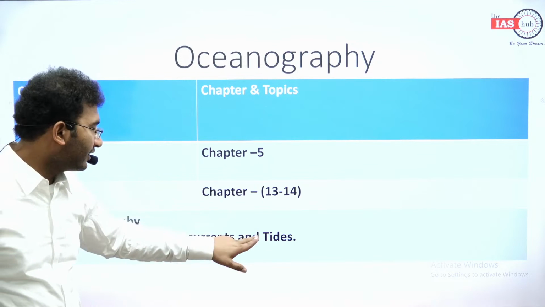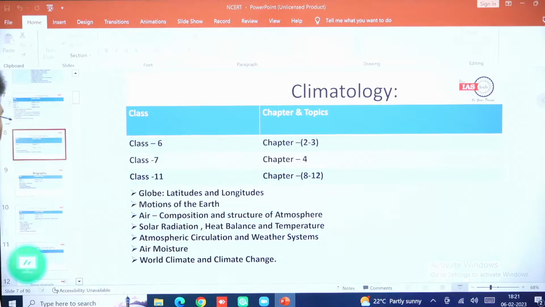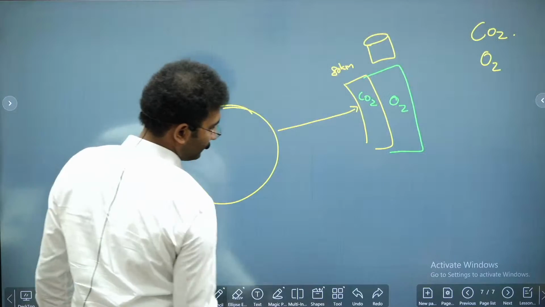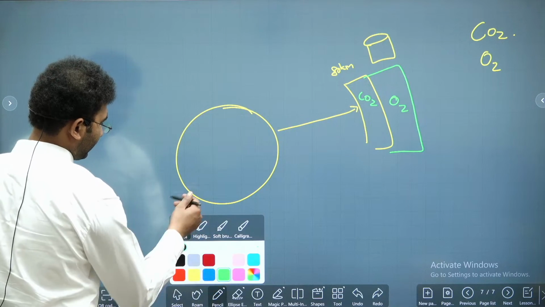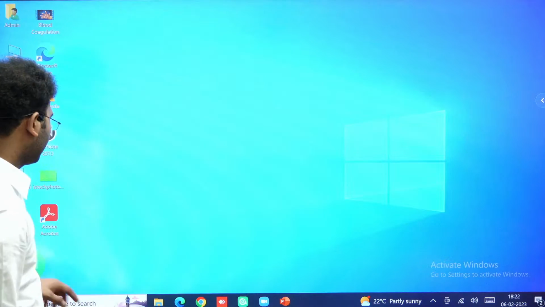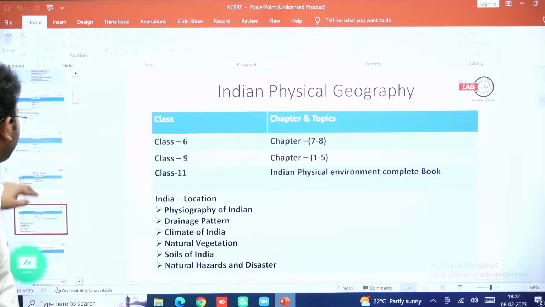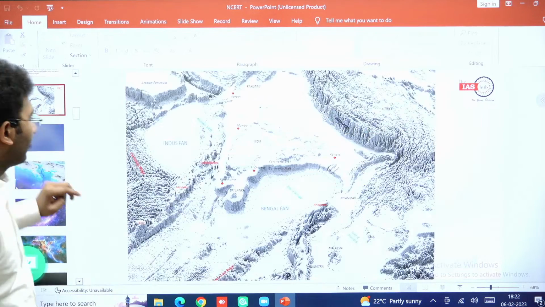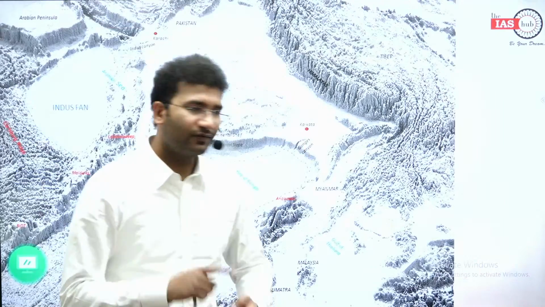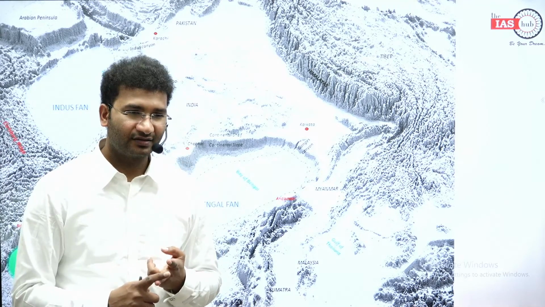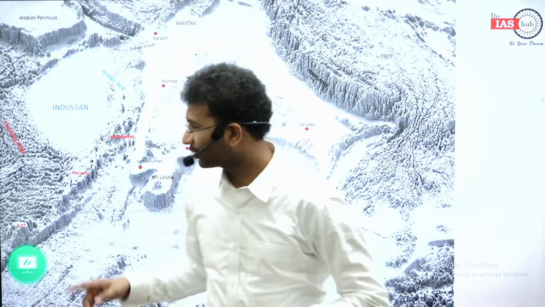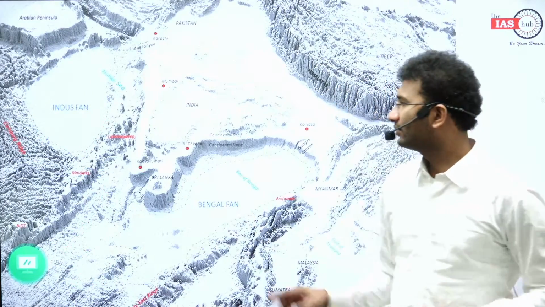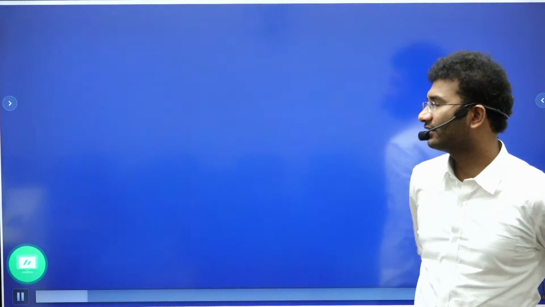Now in oceanography, what do you study? You simply study about the oceans. Generally we have a perspective that our oceans consist of tides and waves. It's just not the tides and waves. There is a lot more you will be studying, more than the tides and waves.